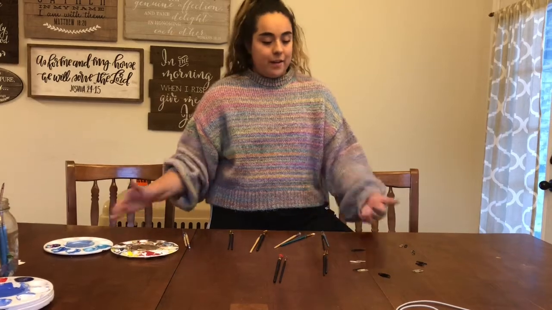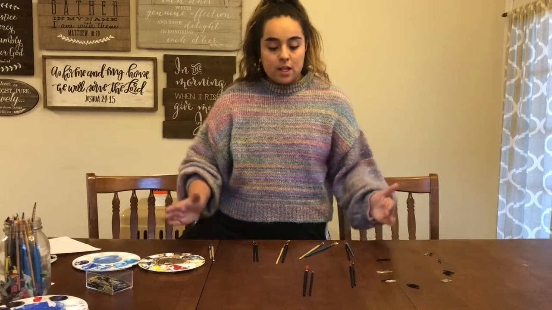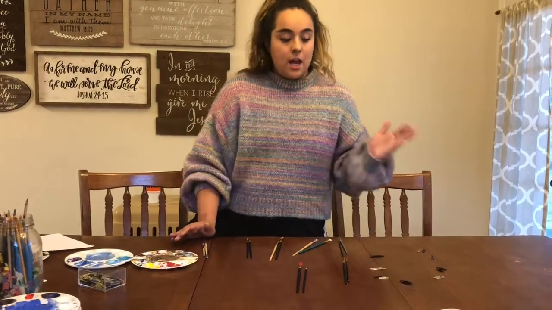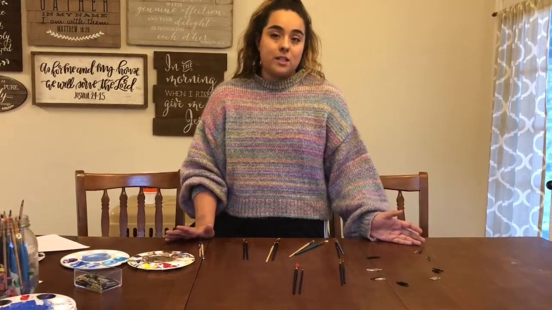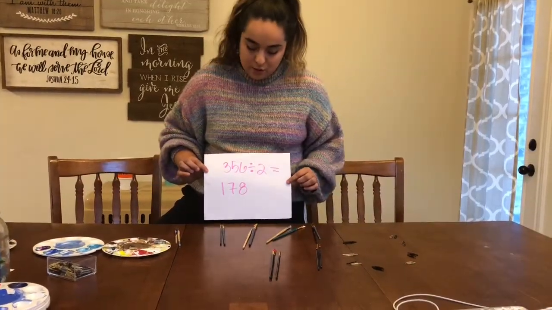We're going to go back and check everything. Everything looks good. So we have 1 group of 2 in the hundreds, 7 groups of 2 in the tens, and 8 groups of 2s in the ones. So that reads 178. 356 divided by 2 equals 178.